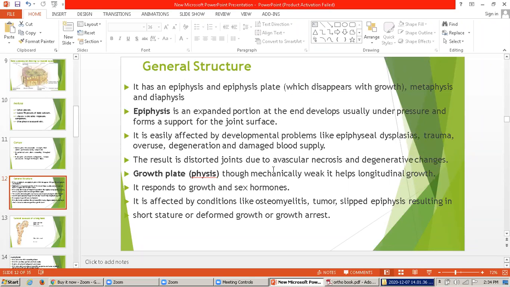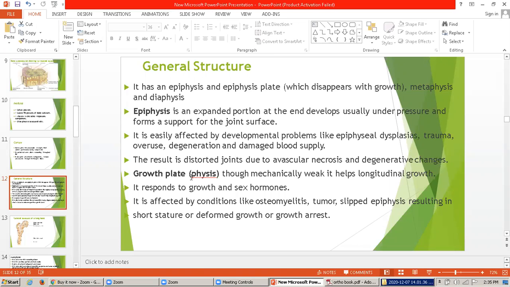So the epiphysis is easily affected by any developmental problem like epiphyseal dysplasia, when there is trauma or overuse of the bone, or when there is degeneration or a damaged blood supply, which leads to developmental problems in the epiphysis. The result is a distorted joint due to avascular necrosis and degenerative changes. So degenerative changes and avascular necrosis are seen in these distorted joints, that is, in the epiphysis.